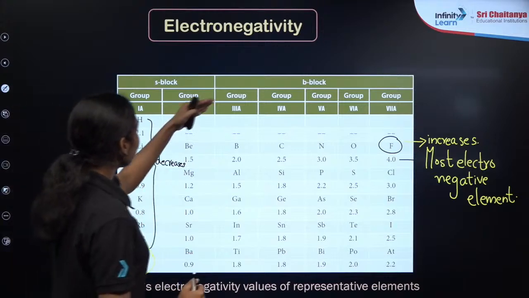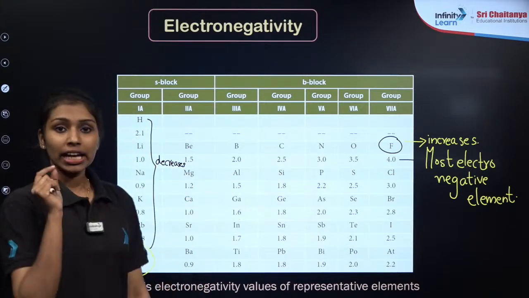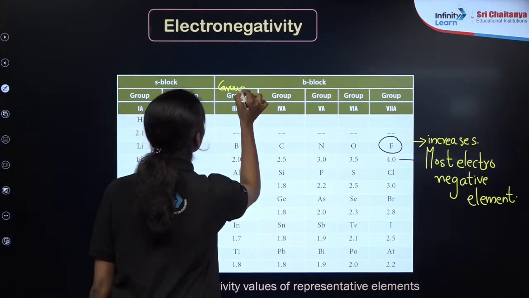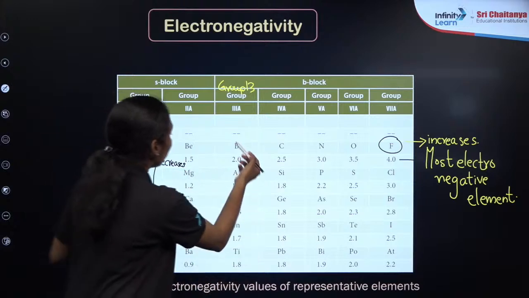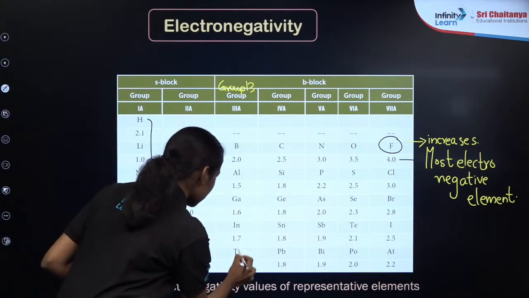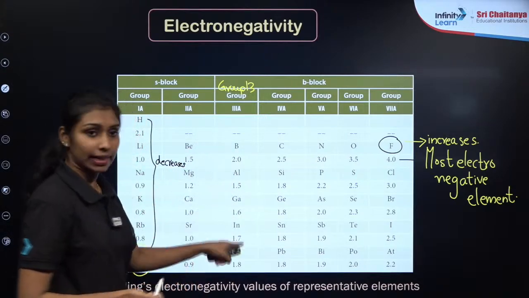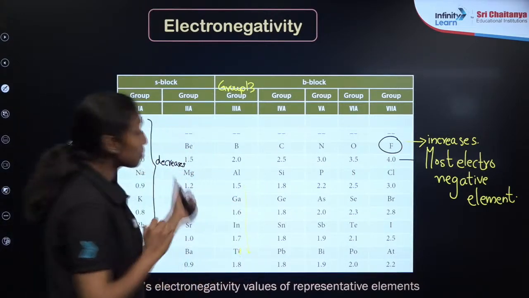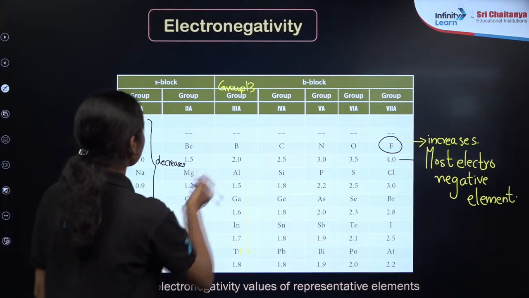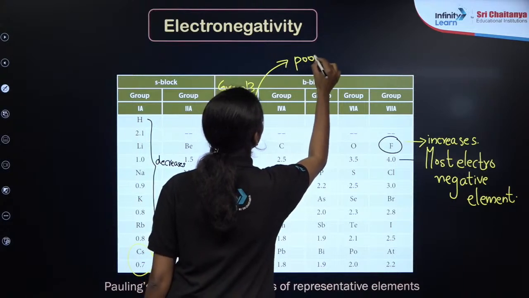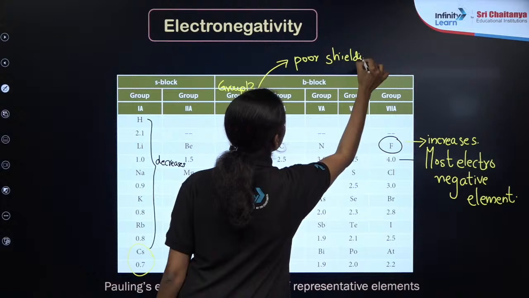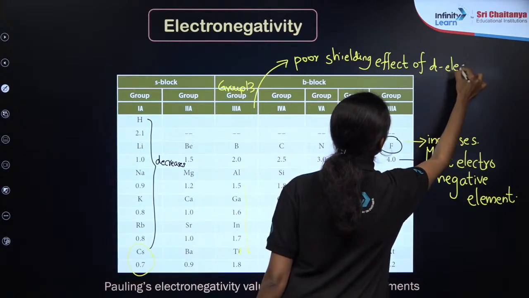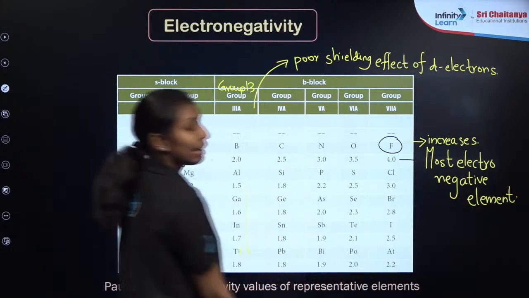Again, one more exception is there. Whenever we are moving from top to bottom in a group, what will happen to the electronegativity? It should decrease, right? While checking the group 13 elements, you can see boron, aluminium, gallium, indium and thallium. Generally it should decrease, but you can see here that from boron to aluminium it decreases, then it again increases, right? There is a specific reason: it is due to the poor shielding effect of d electrons. Clear?